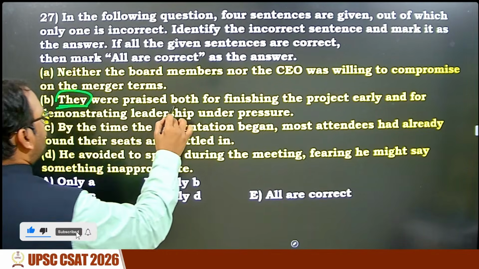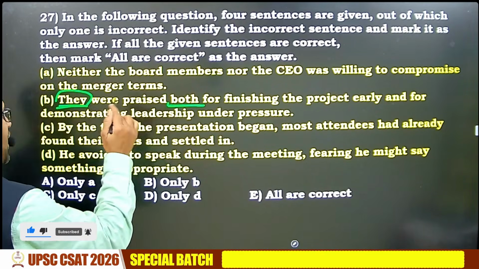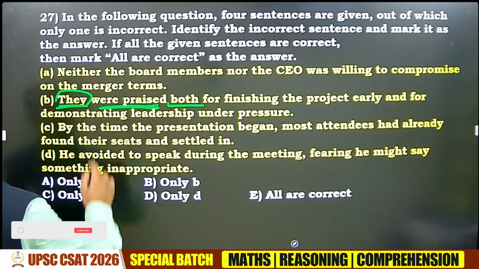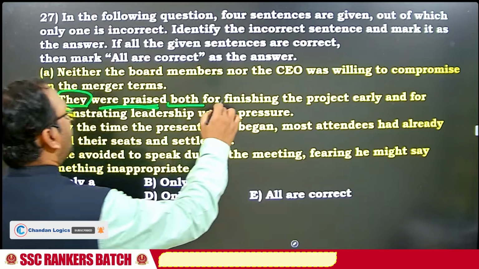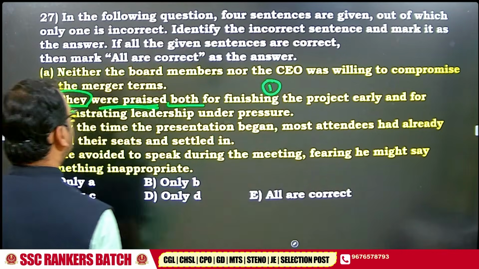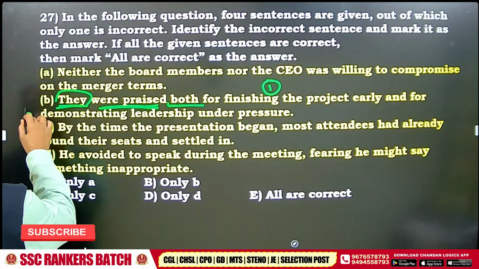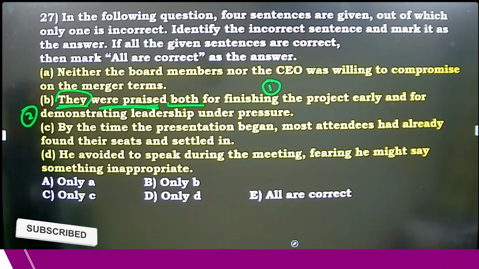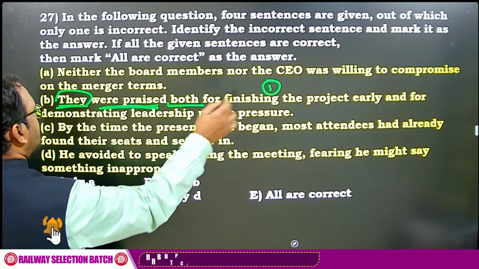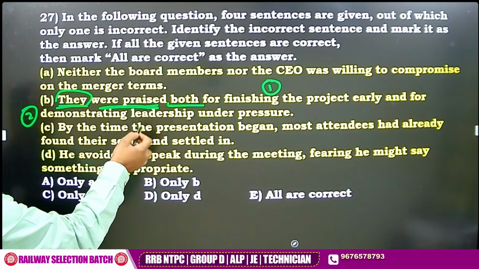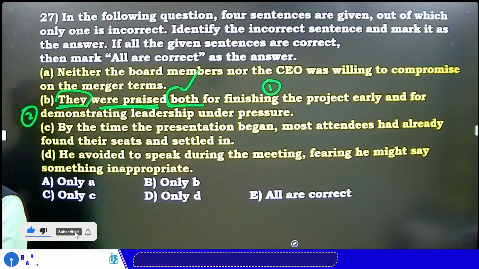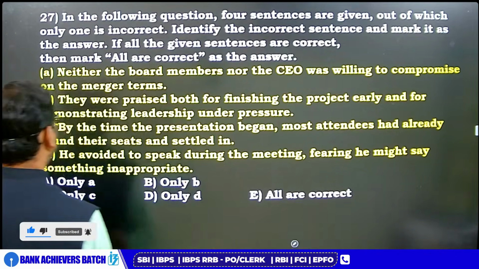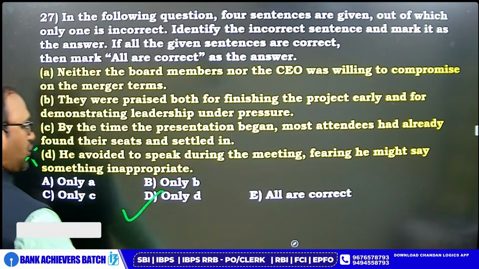But the purpose of "both" is: why were they praised? Reason number 1, they finished the project. Reason number 2, they had good administrative skills, leadership skills. So these 2 are the reasons why they were praised. That is why "both" comes here. Okay? So here option 4 is wrong, only D is wrong.